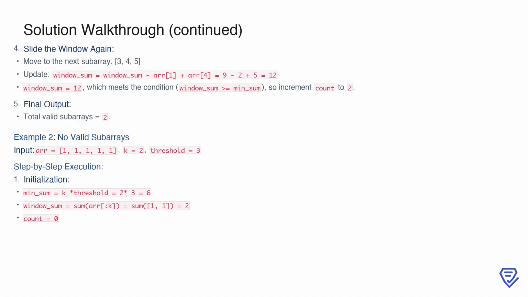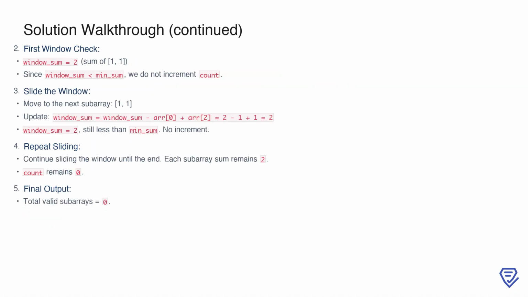In the second example, the array is 1, 1, 1, 1, 1, with subarrays of size 2 and a threshold of 3. The minimum sum required for a valid subarray is 2 multiplied by 3, which equals 6. The sum of the first subarray, 1, 1, is 2, and the count is initialized to 0. Since the window sum of 2 is less than the minimum sum of 6, the count remains unchanged.